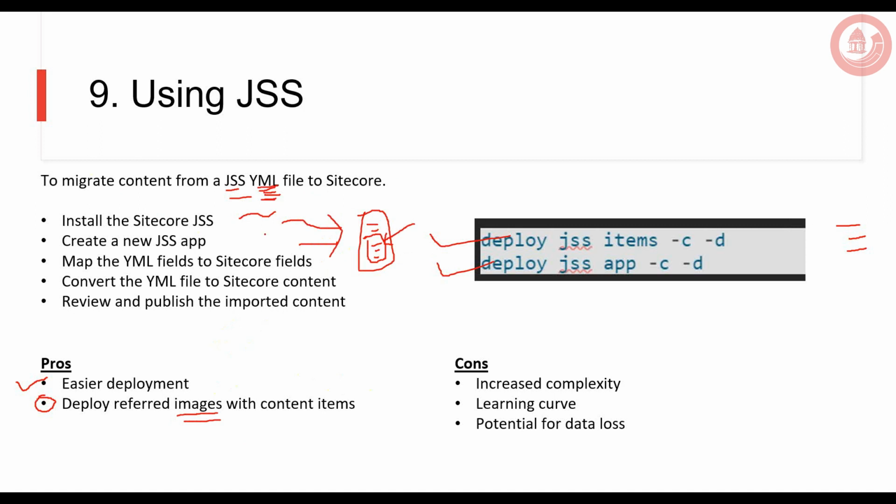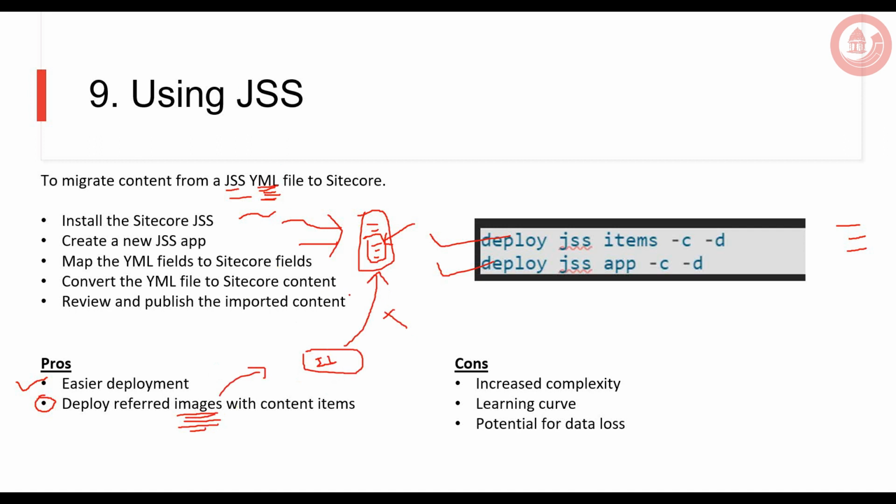The other case is if you have some CSV file or data file, and you want to migrate it and there are images as well. First you need to upload the images, get their item IDs, and then use those item IDs to create that item here. So we have to do it manually in other processes, but within JSS, it will migrate your images as well along with this YML file. So this is the advantage that you will get here.